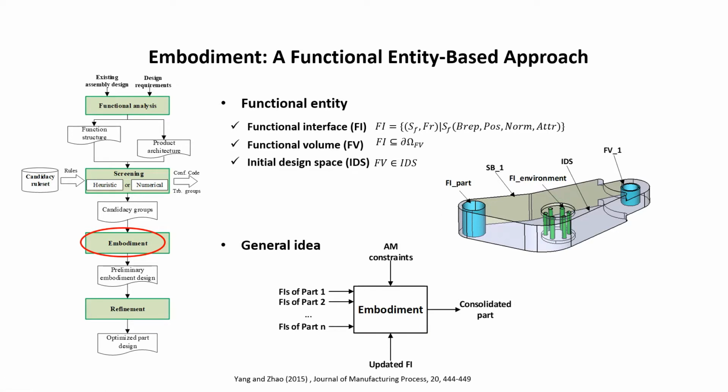Function volume can be seen as the interface with minimal thickness to undertake stress. The initial design space can be seen as the solid that encapsulates all the function volumes. Overall, the general flow of the proposed method is to extract all the function interfaces of each component and check whether there is a possibility of upgrading the function interfaces with AM design freedoms while satisfying AM constraints. In the end, it produces a consolidated part.